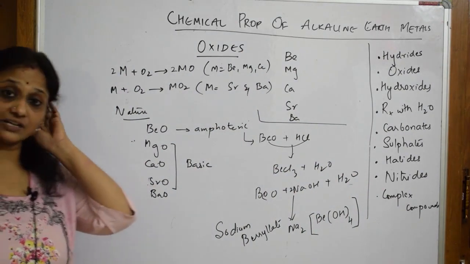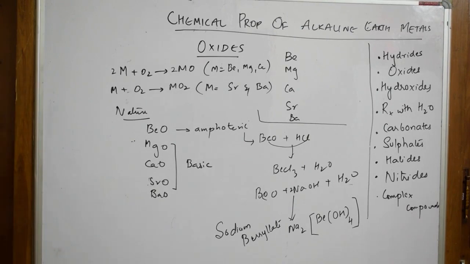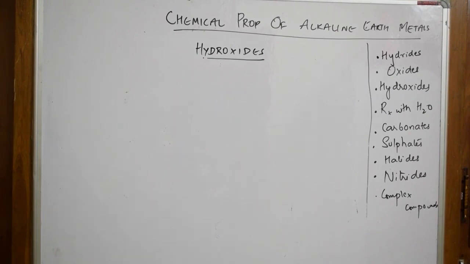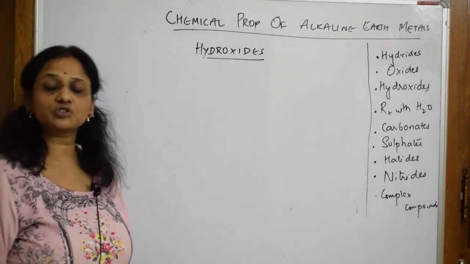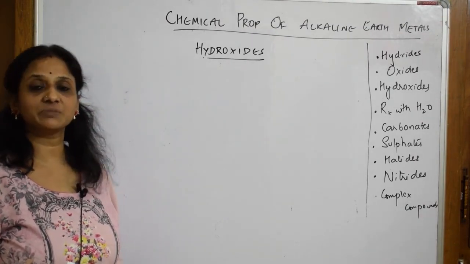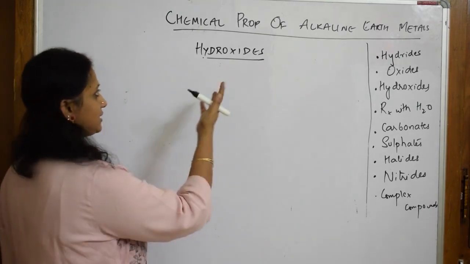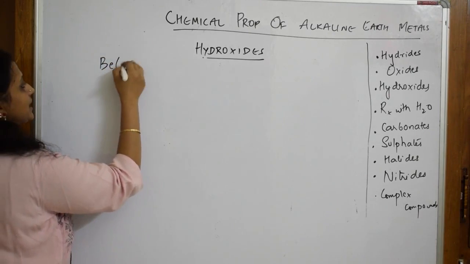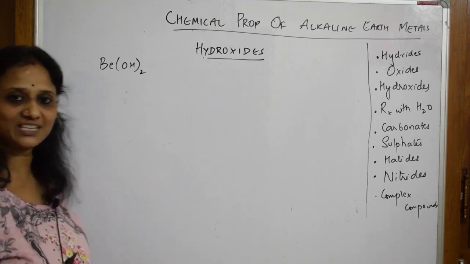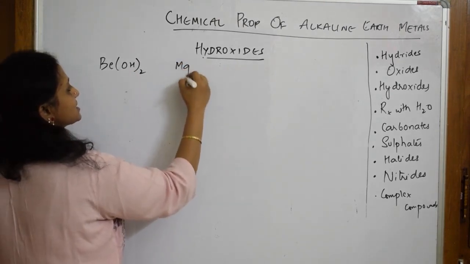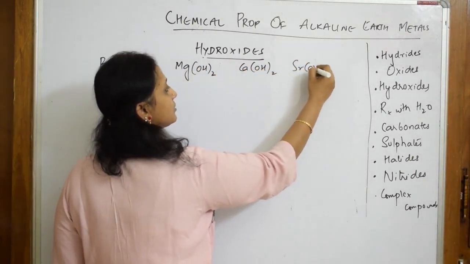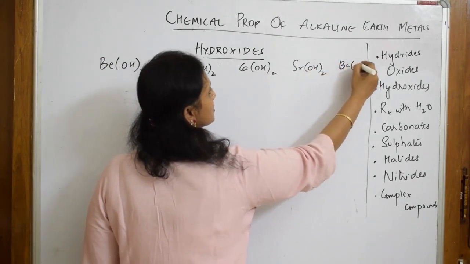Now let's come back and meet with hydroxides. Right, let us come back and study about hydroxides. We have already studied about hydrides and oxides. Now, what are the types of hydroxides alkaline earth metals form? First, it forms beryllium hydroxide, right? The valency of beryllium is +2, the valency of hydroxide is -1. Next, after beryllium, is magnesium hydroxide, then calcium hydroxide, then strontium hydroxide, then barium hydroxide. These are the hydroxides.